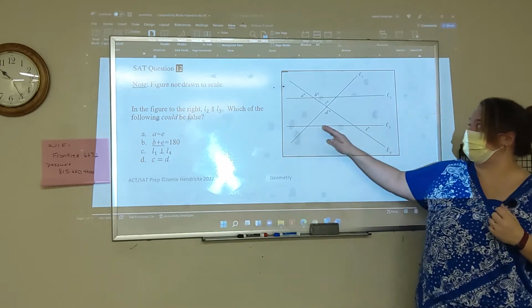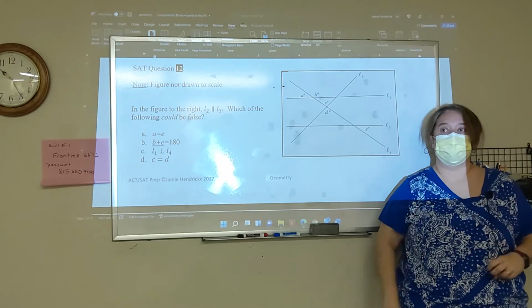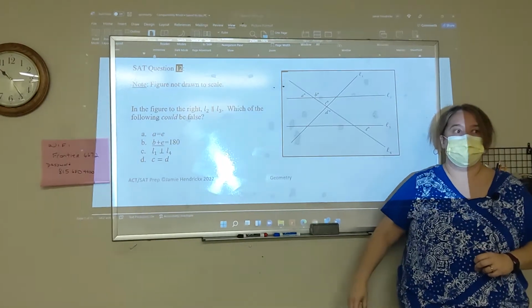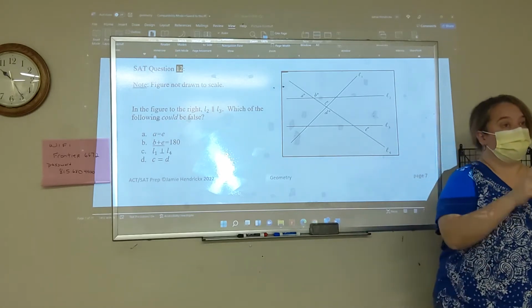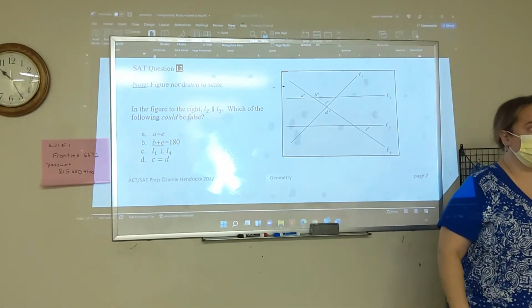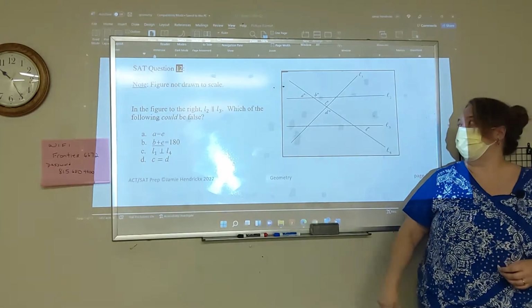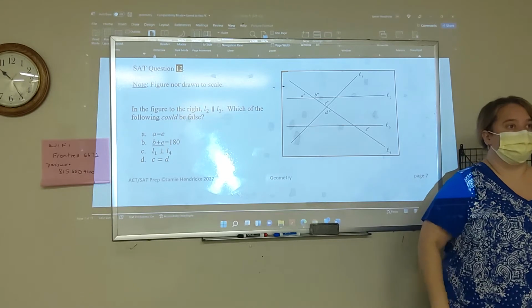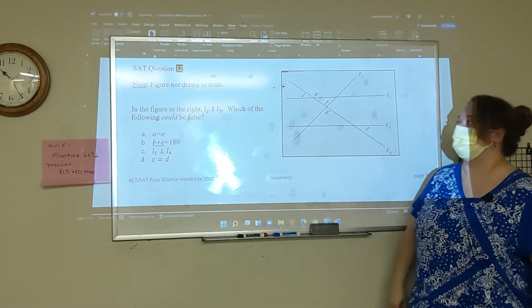What I cannot do when my figure's not drawn to scale is use the words "look like." So I can't say, ooh, that looks like a right angle, or ooh, that looks like it's 60 degrees. I can't do that. I cannot estimate. So if your brain goes, well, it looks like it is, figure's not drawn to scale. Can't do that. Make sense? All right, here we go.